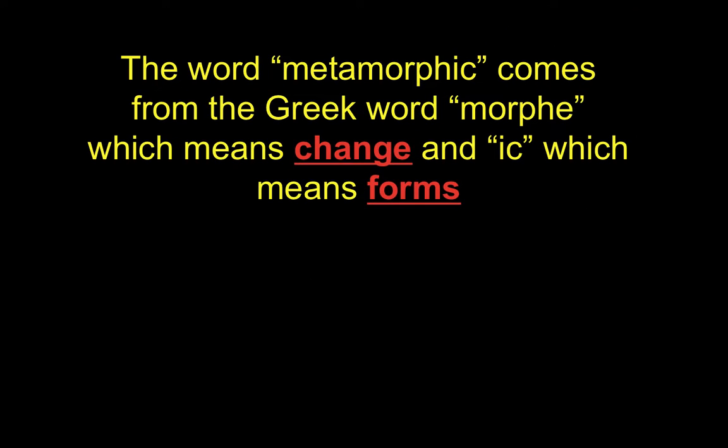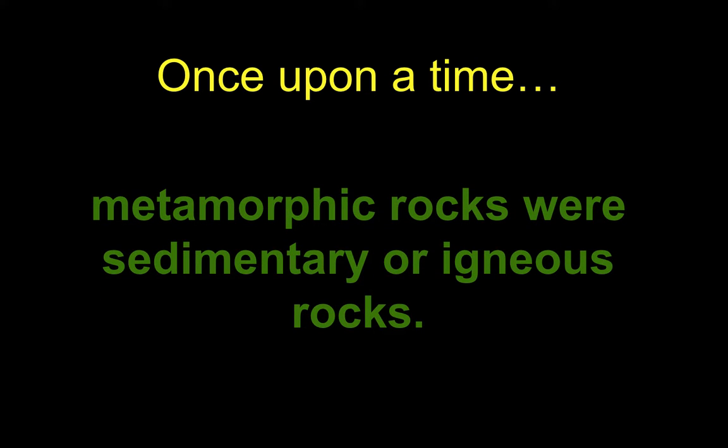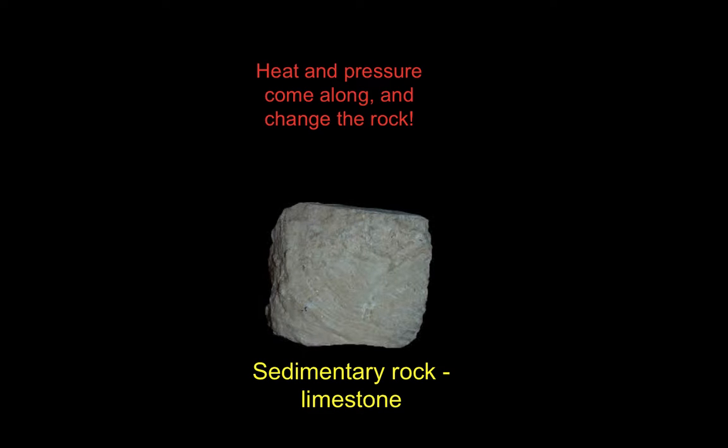The word metamorphic comes from the Greek word morph, which means change, and ic, which means change forms. So metamorphic means it changes forms. Once upon a time, metamorphic rocks were sedimentary rocks or igneous rocks. So every metamorphic rock started out as an igneous rock or sedimentary rock.